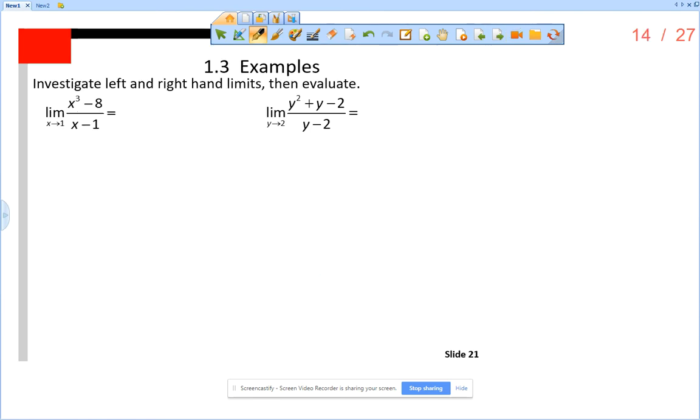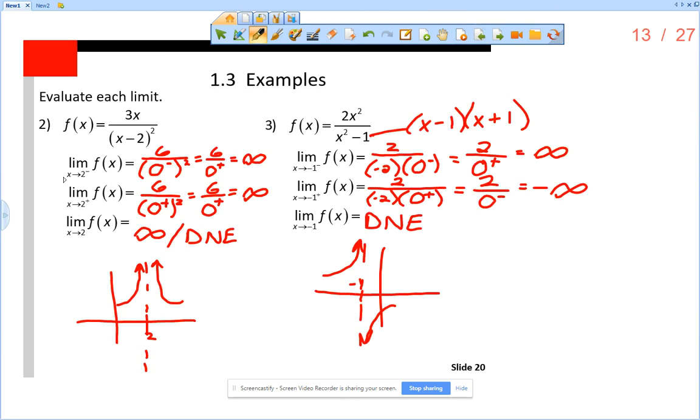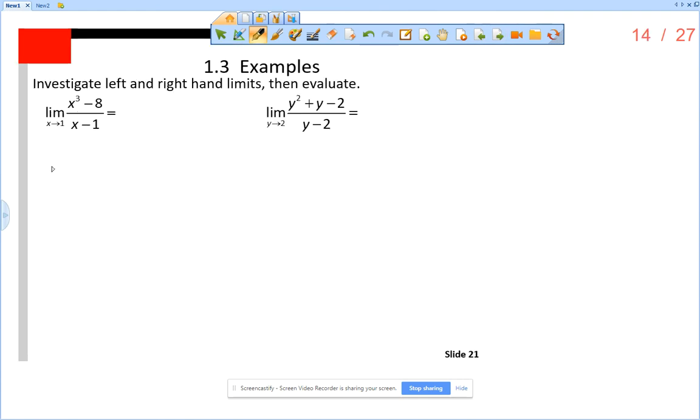All right, on to slide number 21. Now it just says investigate left and right hand limits, then evaluate. On the previous examples, I told you limit from the left, limit from the right, but now we're just going to have to do that on our own. So limit from the left, limit from the right.